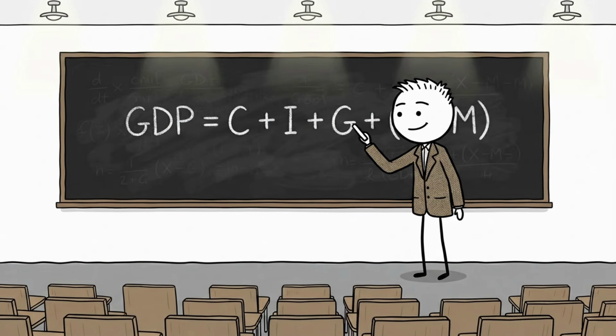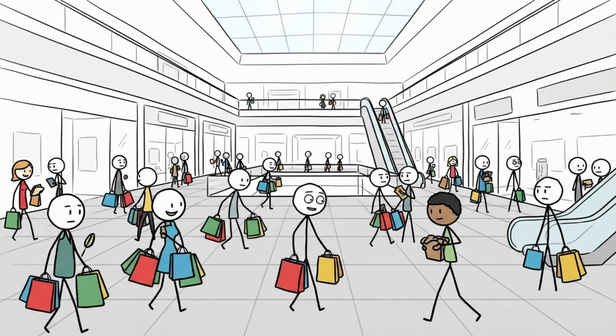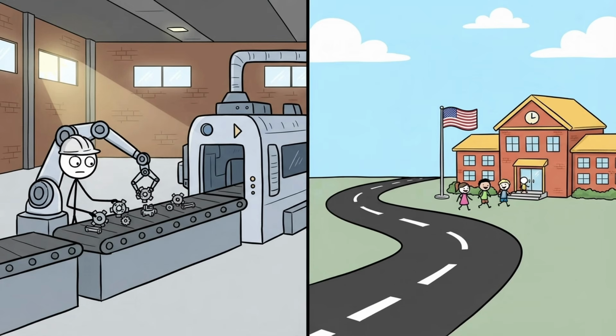Now, how do they count it? The most common way is the expenditure method, and the formula is GDP equals C plus I plus G plus exports minus imports. Don't panic, it's easier than it looks. C is consumption, you and me buying things, groceries, rent, haircuts. In America, that alone is about 68% of the entire economy. So yes, most of America's economy is just people buying stuff. I is investment, businesses buying machines and factories. And G is government spending, roads, schools, public salaries.